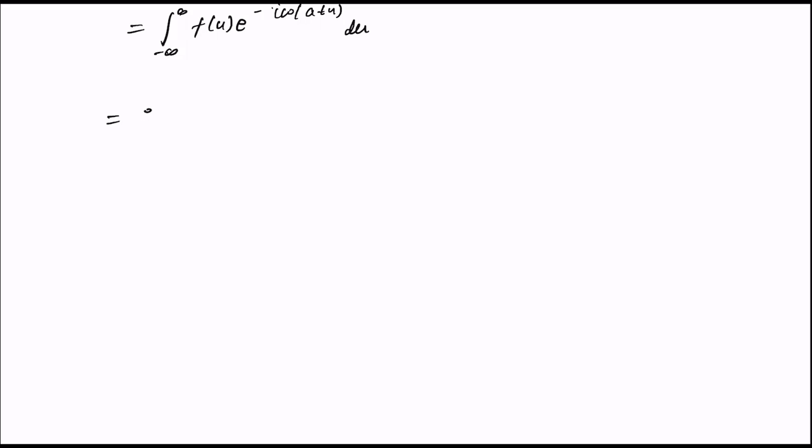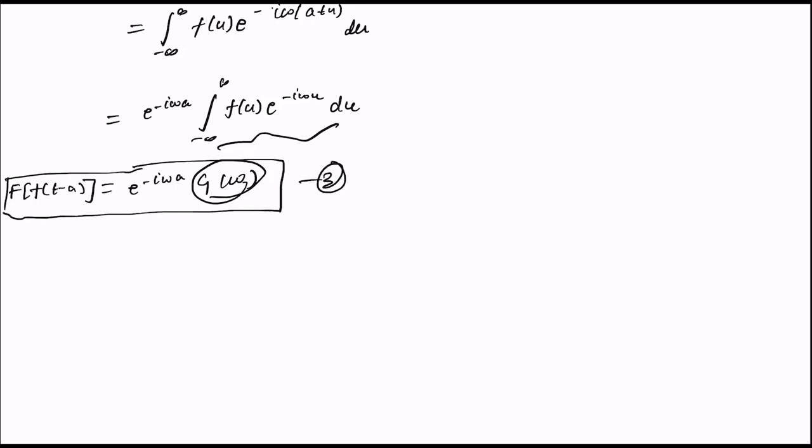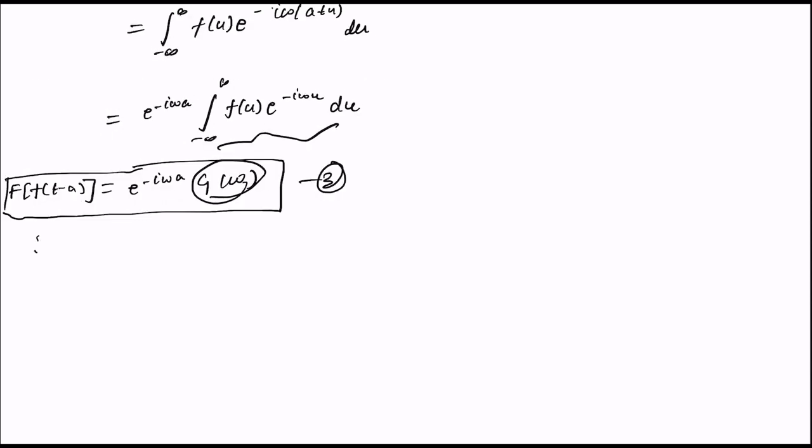E to the power minus i omega a is constant, so it will come out of the integral, and what we are left with is the integral of f of u e to the power minus i omega u du. This is the general definition of the Fourier transform of any function, so we can write this as g of omega, which represents the Fourier transform of f of u. Therefore the Fourier transform of the function shifted by amount a can be written as this. This is equation 3, and this is equation 2.